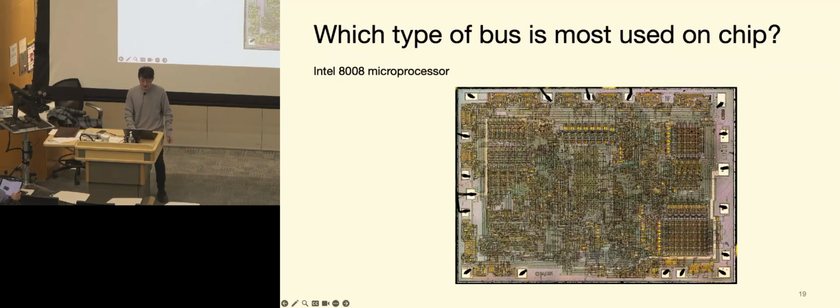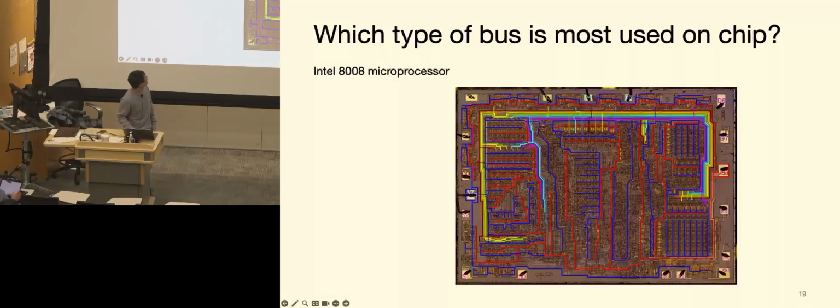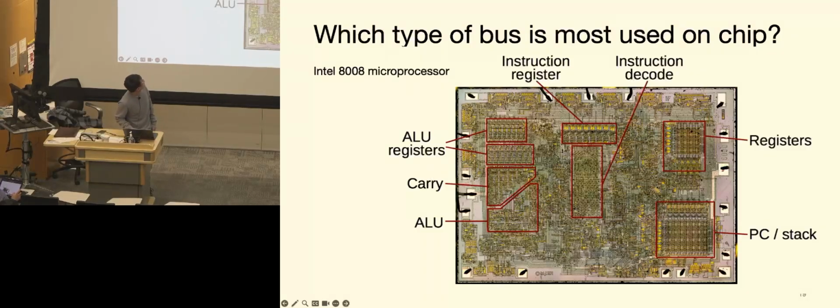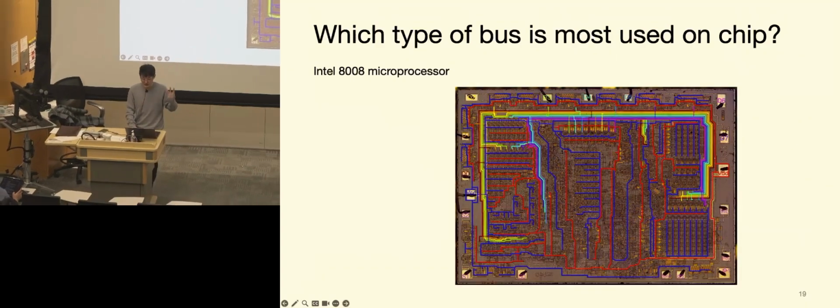And this is a photo of the 8008 microprocessor. You have all the normal stuff you would imagine: the instruction registers, the ALU, the computation unit, the registers, the PC, the program counter, as well as the stack. Everything that we covered so far, well, most of it. And then these are the actual buses, color-coded.